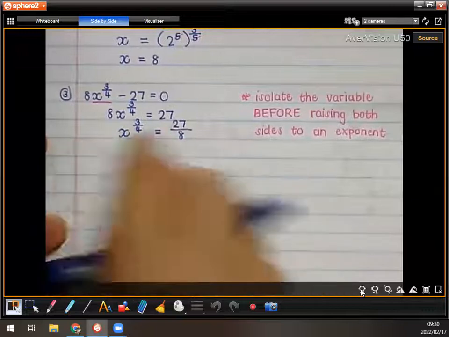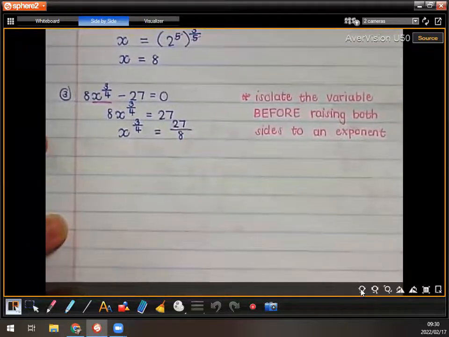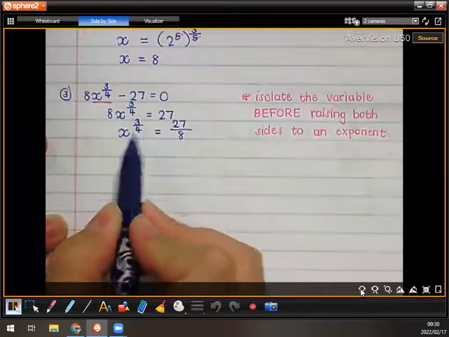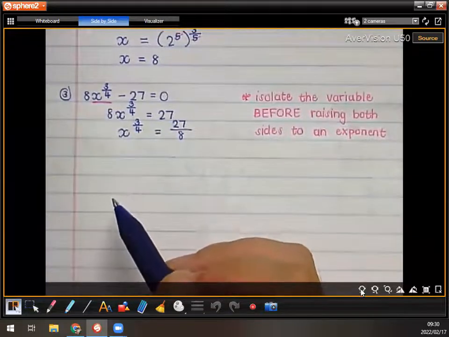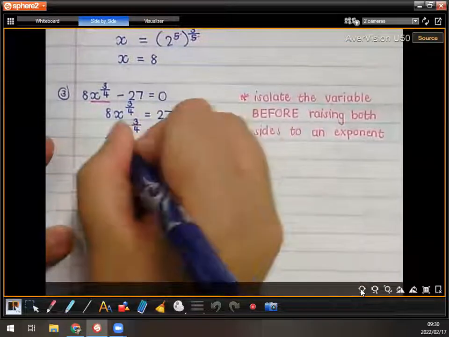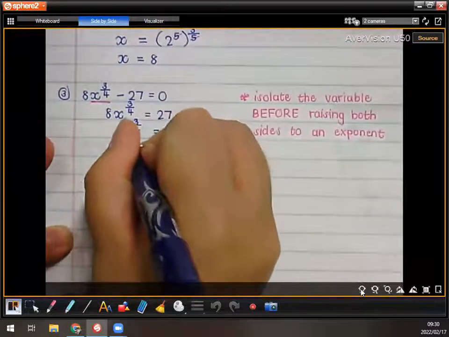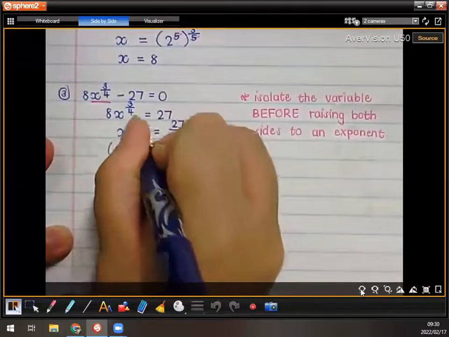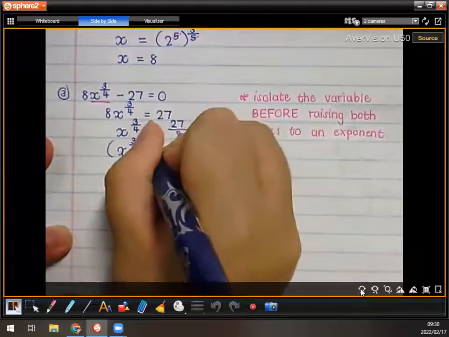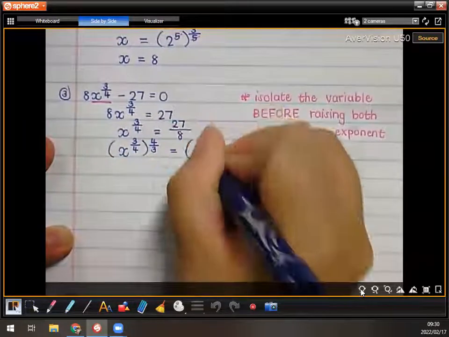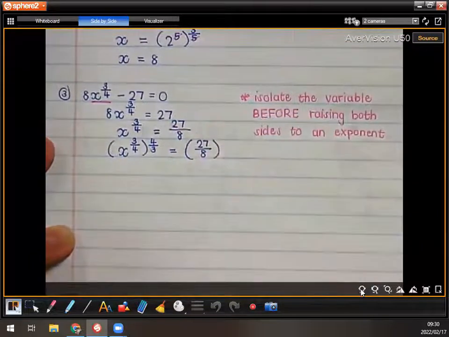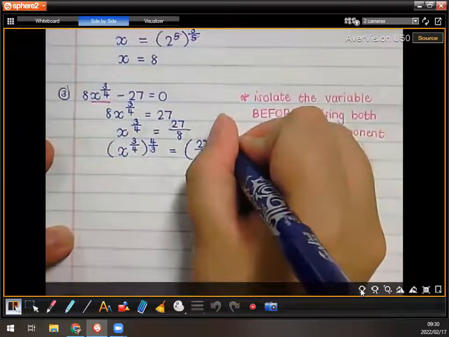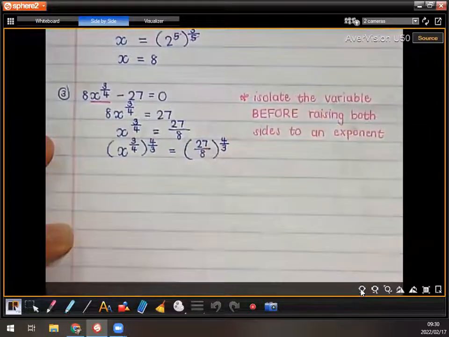Now we can raise both sides to the same exponent. So we look at the fraction with 3 over 4. What do I get when I swap that? 4 over 3. I'm going to raise both sides to 4 over 3. So I'm going to say x to the 3 over 4 to the power of 4 over 3 is equal to the other side, the whole fraction, to the power of 4 over 3.